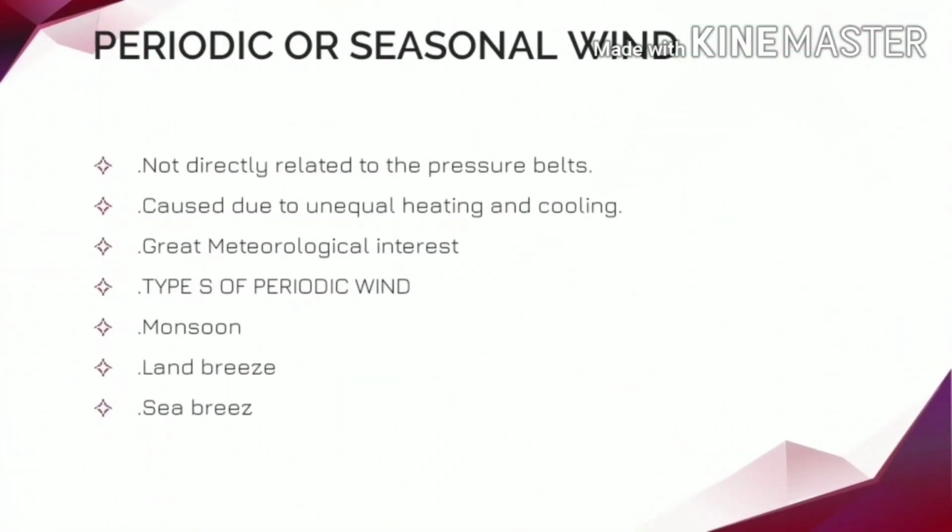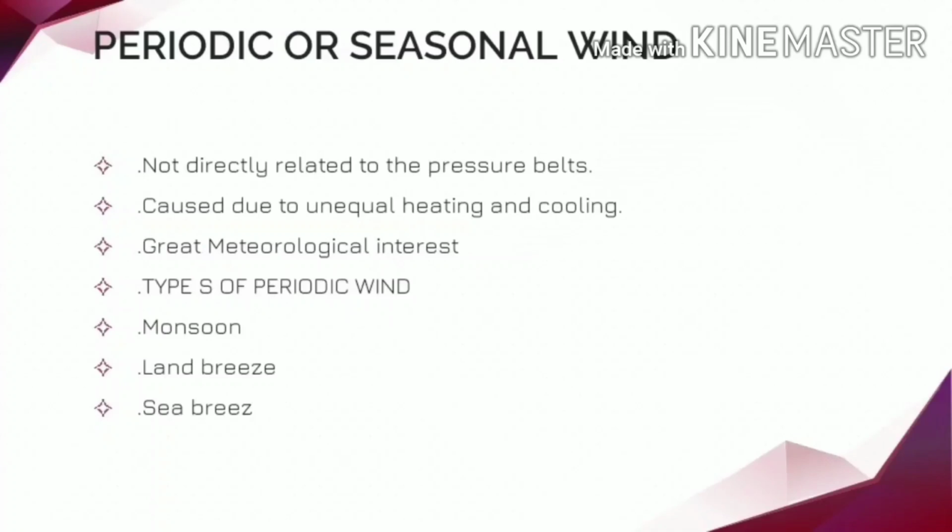Since we have already dealt with the permanent or planetary wind, now we will be dealing with the periodic or seasonal wind. This periodic or seasonal wind system is not directly related to the pressure belt. This wind is caused by the unequal heating and cooling of the Earth's surface, because of the difference in the specific heat capacity of the land and water.